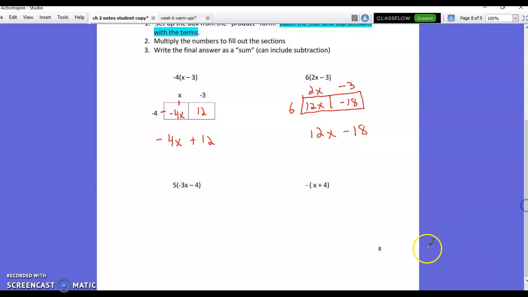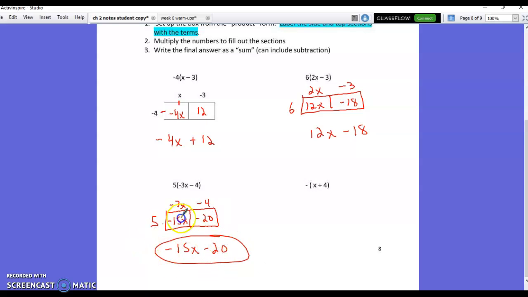All right, I didn't go ahead and set up these next two, so practice it and try it. In here I have another 1 by 2, so this would be 5. Up here, for these two sections, I have a -3x and a -4. And then I'm going to multiply these. So 5 times -3 is -15x. 5 times -4 is -20. So my distributed answer would be -15x minus 20. I think this breaks it up pretty nicely to help you understand.